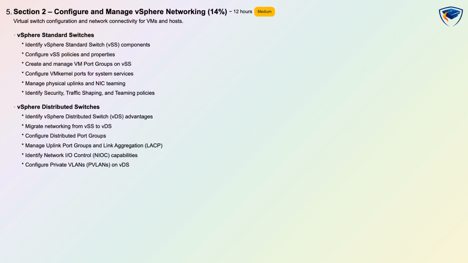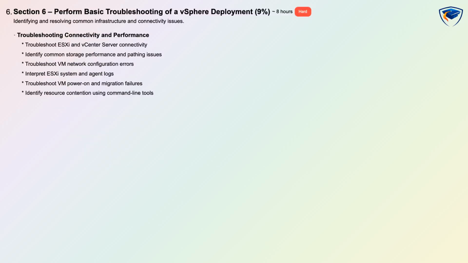Section 2 Configure and manage vSphere networking is 14% and rated medium with an estimated 12 hours of study time. You will learn to configure vSphere standard switches, including port groups, VMkernel ports, and NIC teaming and security policies. The domain also covers vSphere distributed switches and their advantages, migrating from VSS to VDS, configuring distributed port groups and uplink port groups, and using LACP. You will also study network I/O control and private VLANs so you can manage traffic shaping and isolation in larger environments.